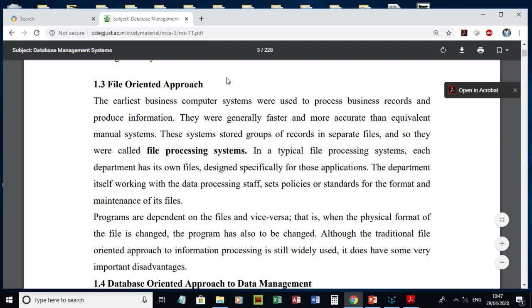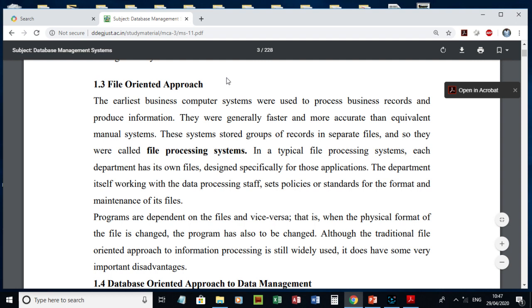The department is working with the data processing staff. You see, with the department itself, only with data processing staff in relation to, say, student records, student files. Then you set your own policies and standards for the format and maintenance of that file. That was the beginning. They use computer systems, and even manual systems.